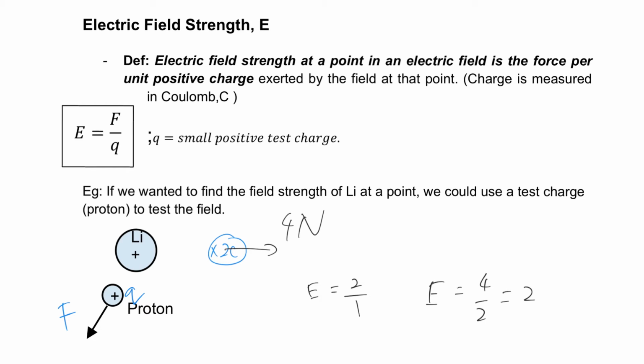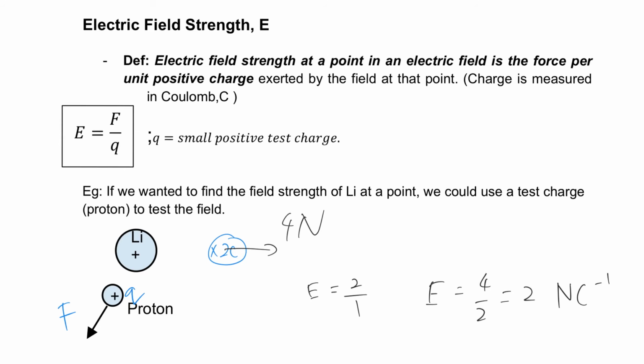So we have to remember how to use this formula. You must take the force acting on the test charge, divide by the magnitude of the test charge, not the charge that produces the field. That means you must divide by the charge of the proton and not the charge of the lithium. Do you understand that? Okay, so the unit for field strength will therefore be newtons per coulomb.